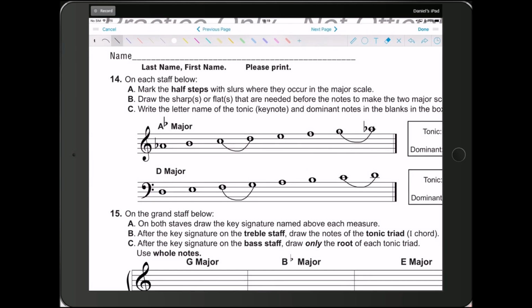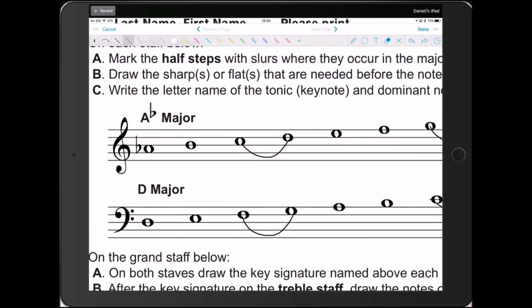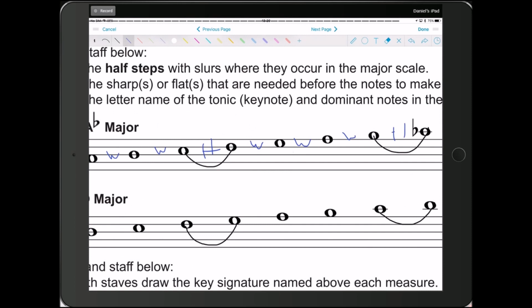If you want to do the whole half-step method, you're welcome to. Just remember, imagine, don't actually write this out. It goes whole, whole, half, whole, whole, whole, half, right? And then the half steps will occur where the slurs should go. So, do all that.